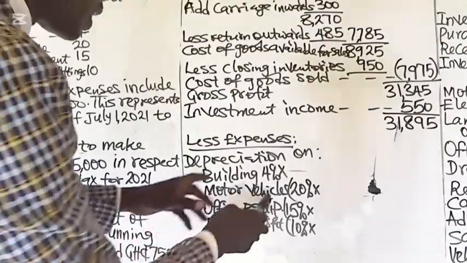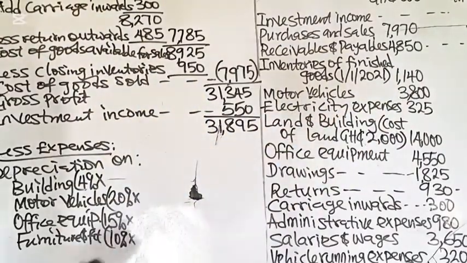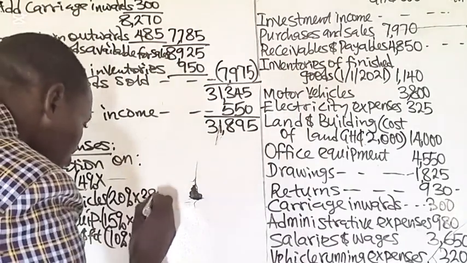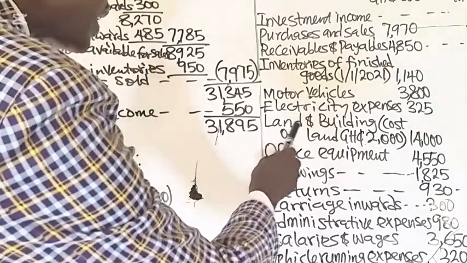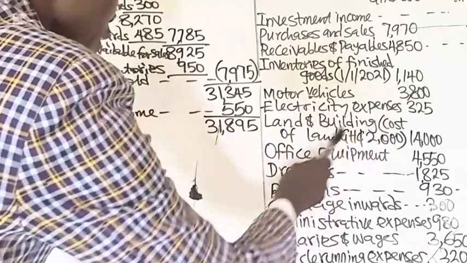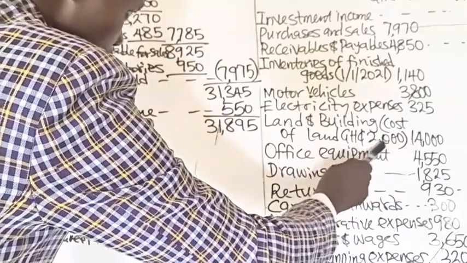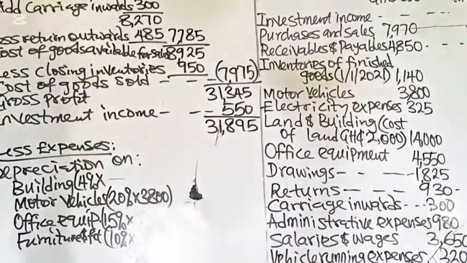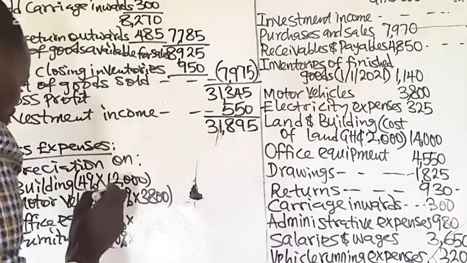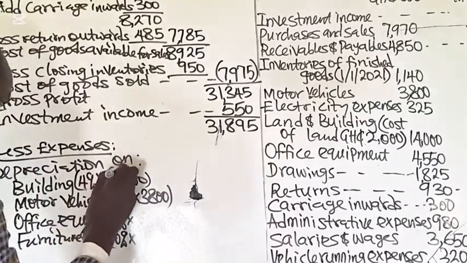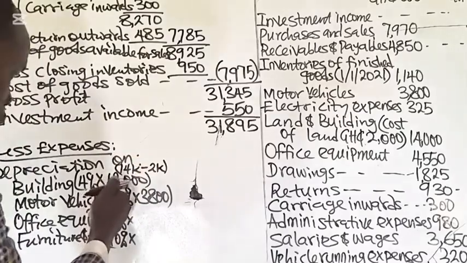Now let's go through the trial balance in order to ascertain the cost of these assets. Motor vehicles 3,800. That is the cost of motor vehicles. Then we have land and building. Cost of land is 2,000. If land and building is 14,000 and cost of land is 2,000, that means the cost of building will be 12,000. We don't depreciate land. That is why we remove land. To get this 12,000, we have 14,000 minus 2,000.